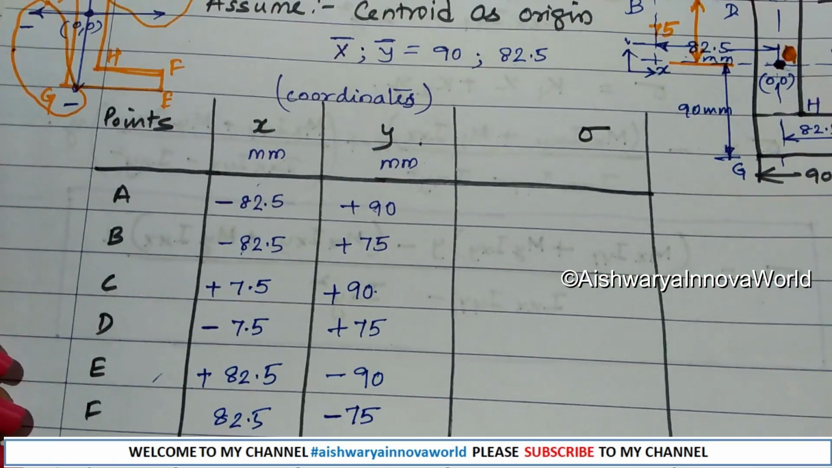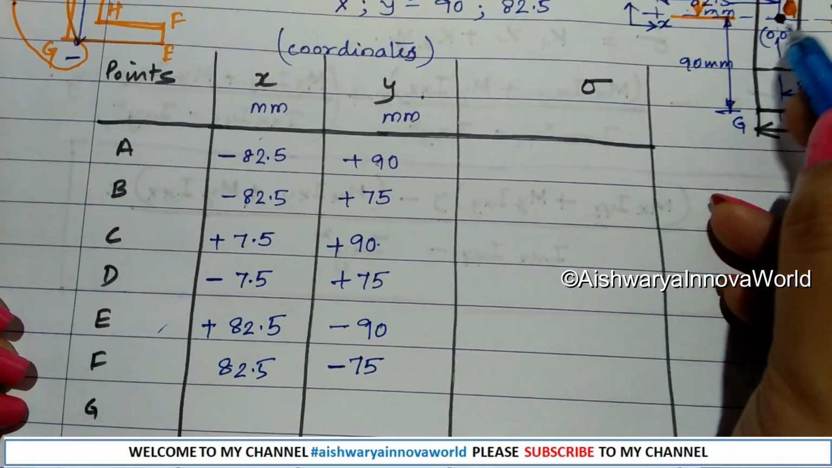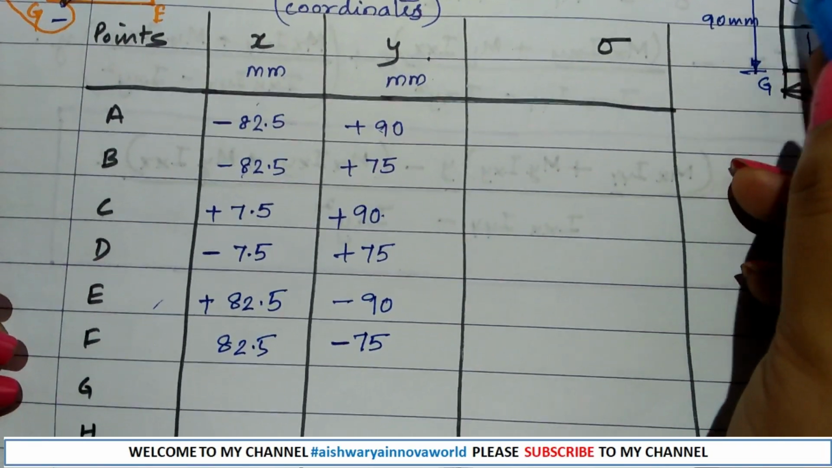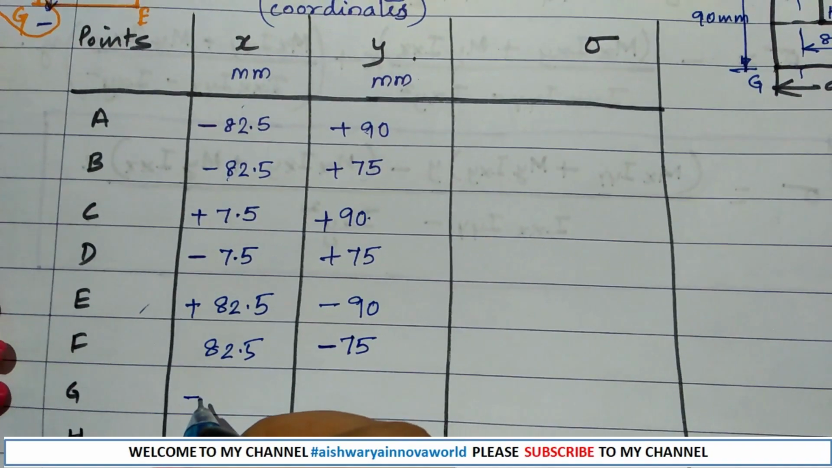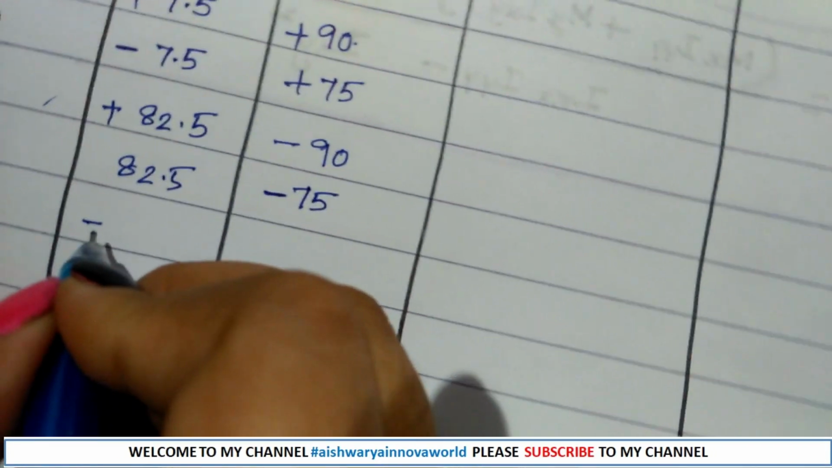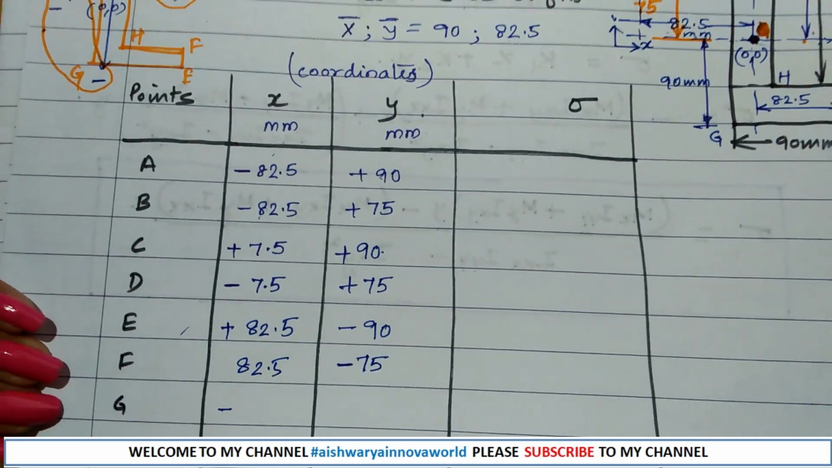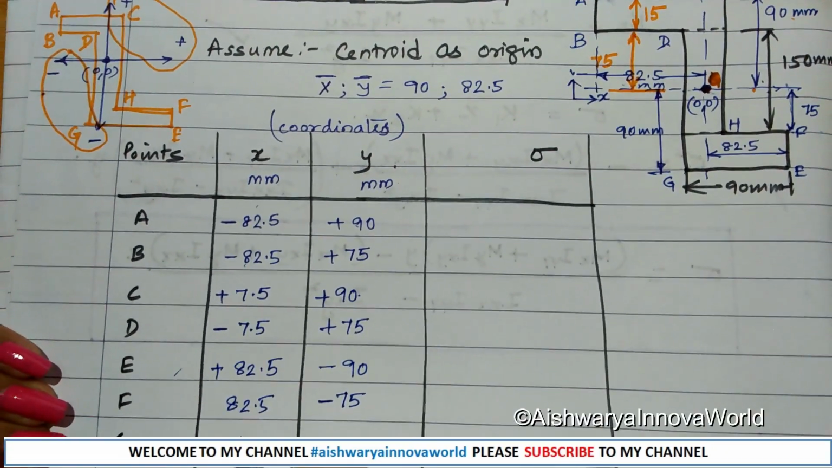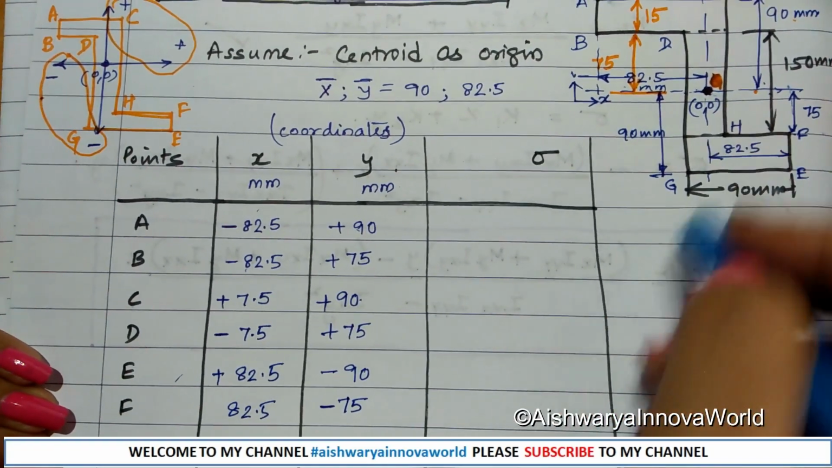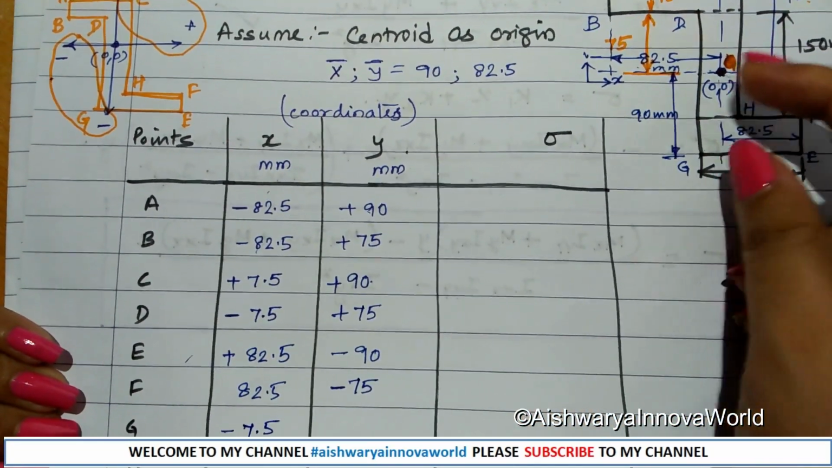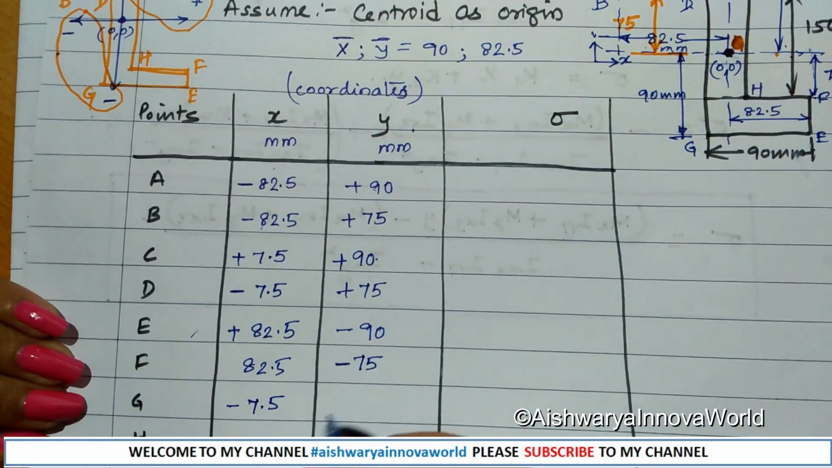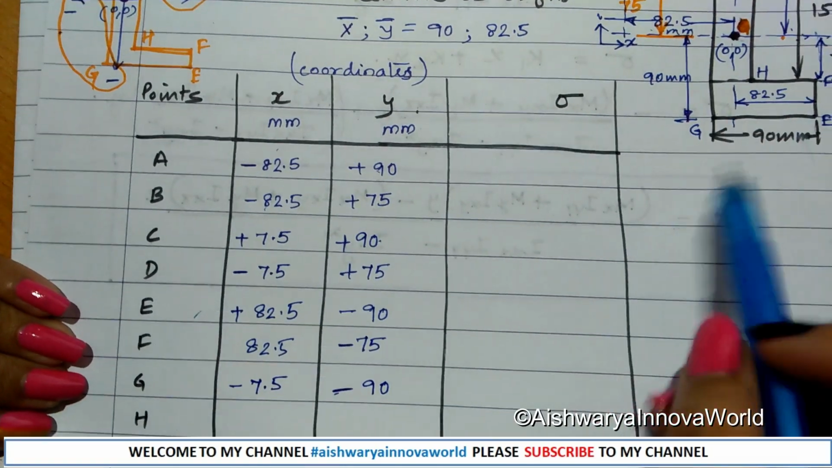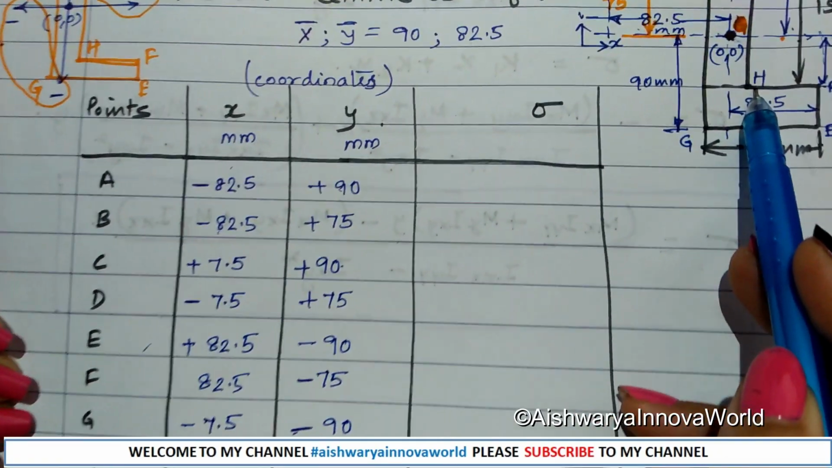So now we will see G point. See G here from the centroid. How much distance from the x-axis? G is around minus 7.5. What about the y? This distance means how much? 90. So it is in the downward direction. So minus 90. See, then we have the last point H.